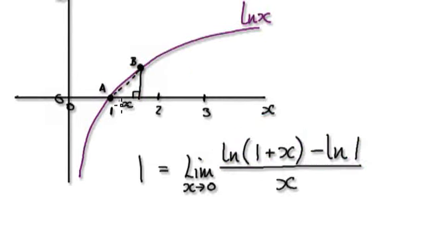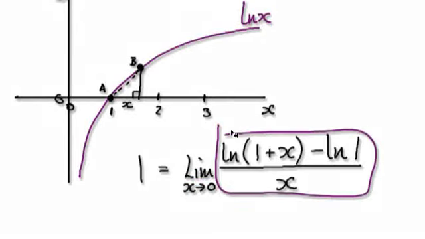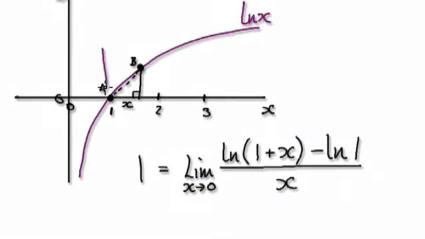Now we could call this distance here delta x, or we could call it h. But let's just call it x, because x is going to go to 0 anyway later on, when we simplify things. Okay, so let's call this distance here x. So we're going to take the limit as x tends to 0 of this thing here. And don't forget, we know that the gradient at this point here is 1.